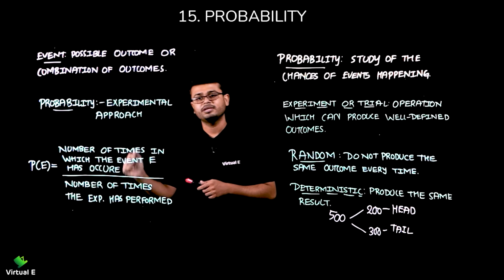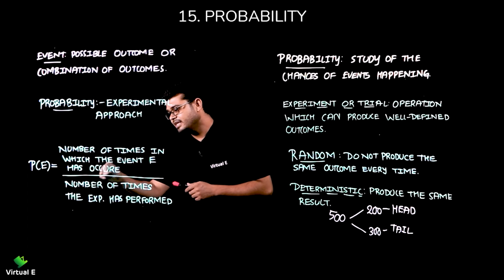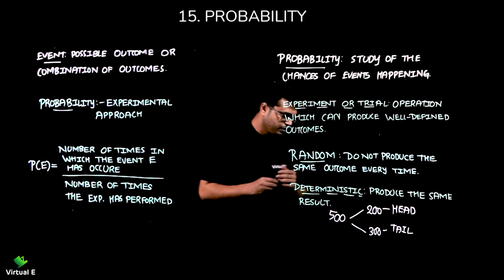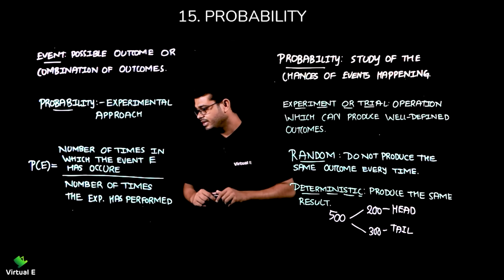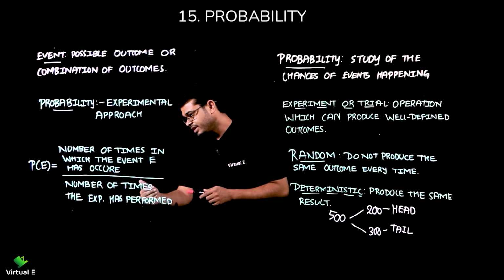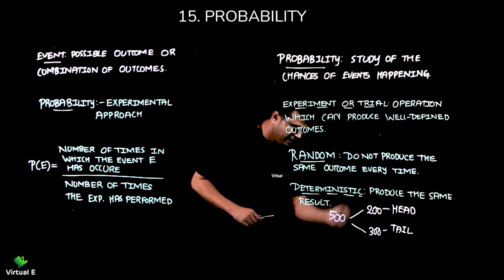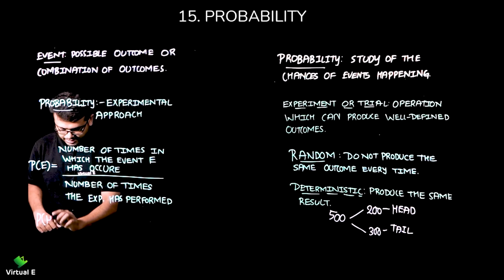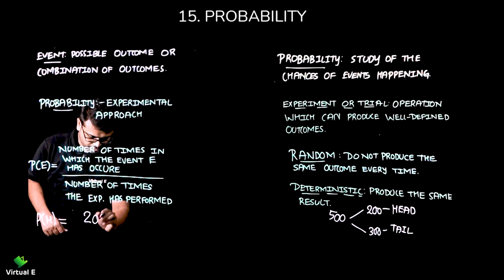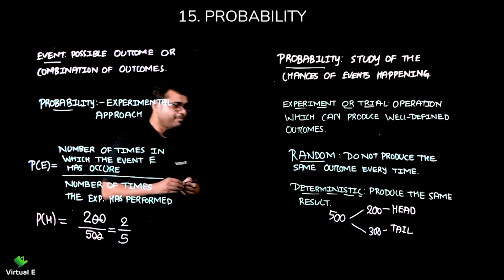So this is the formula for the probability of any event E: number of times in which the event E has occurred. Suppose if we want to find the probability of head, how many times head occurred? 200 times, right? And in the denominator, number of times the experiment was performed. How many times did we perform the experiment? 500 times. So we can write probability of head is equal to 200 over 500. So the zeros get cancelled, and 2 by 5 is the probability, right?